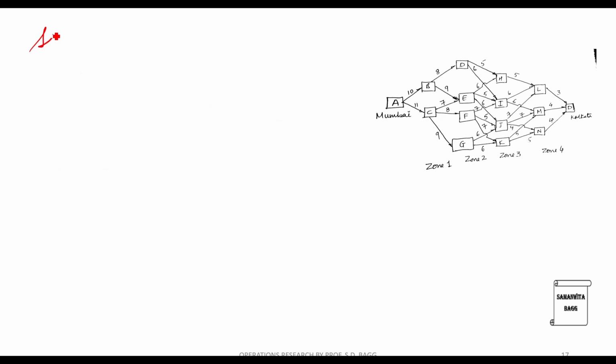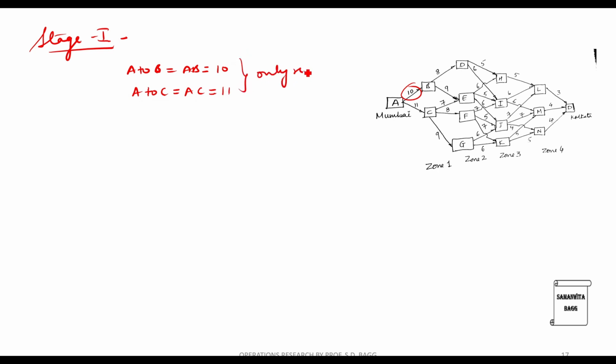Now we'll start with stage 1. At this stage we don't know whether B or C lies on the overall shortest route. But if the shortest route is from A to B, which is nothing but AB, the value given over here is 10. Then if it is A to C, this will be 11. And these are the only routes that are possible, because A is going either to B or to C.